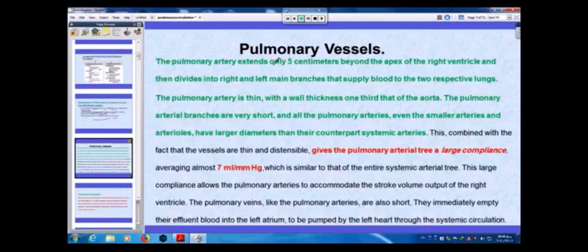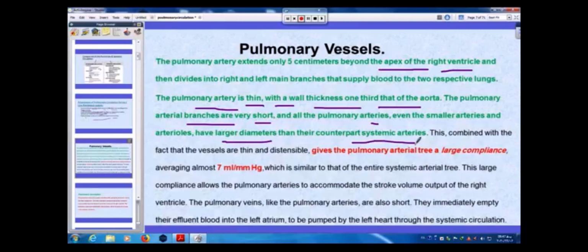In the pulmonary vessels, okay, the pulmonary artery extends only 5 centimeters beyond the apex of the right ventricle, and then it divides into right and left main branches that supply blood to the two respective lungs. The pulmonary artery wall is thin, about one-third the wall thickness of the aorta. The pulmonary arterial branches are very short, and all of the pulmonary arteries, even the smaller arteries and the arterioles, have larger diameters than their counterparts of the systemic arteries.